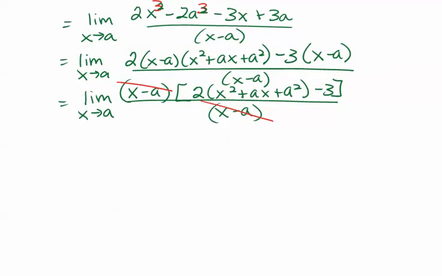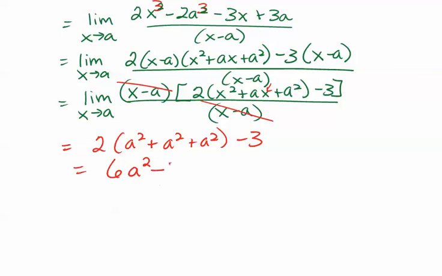And now we're ready to do our direct substitution. Let x go to a. So I'm not going to write the limit symbol anymore. Our x's turn into a's. So here we'll have an a times an a. And here we'll have 2 times 3a squared. So there's our 6a squared minus 3. So we come up with the same answer in both difference quotients.